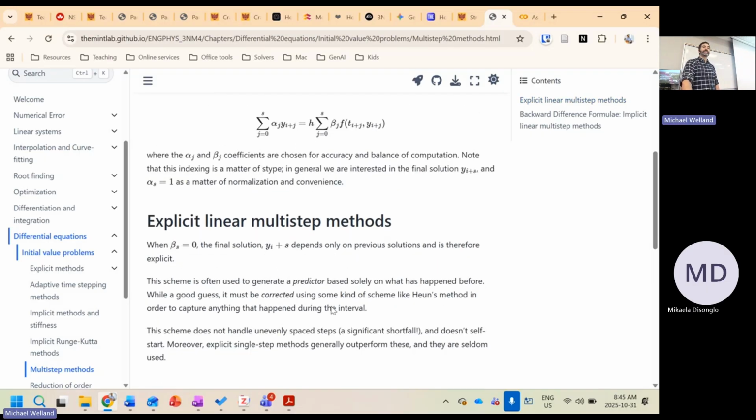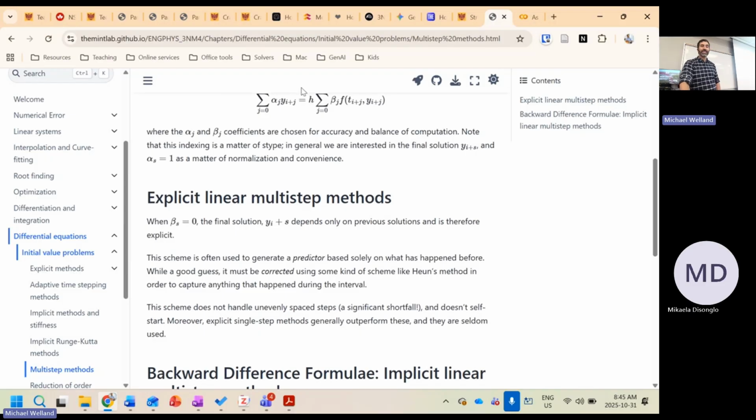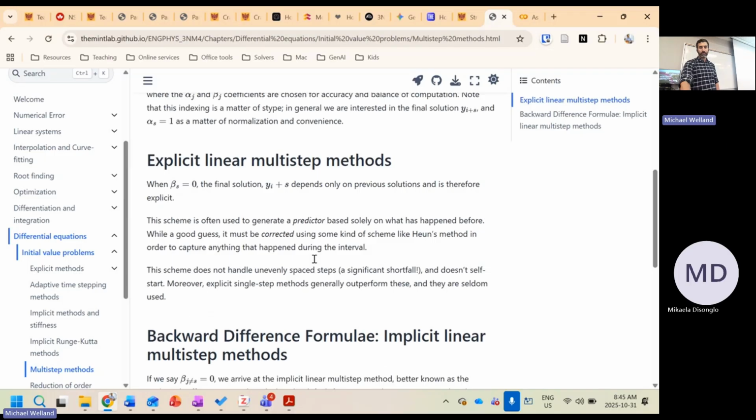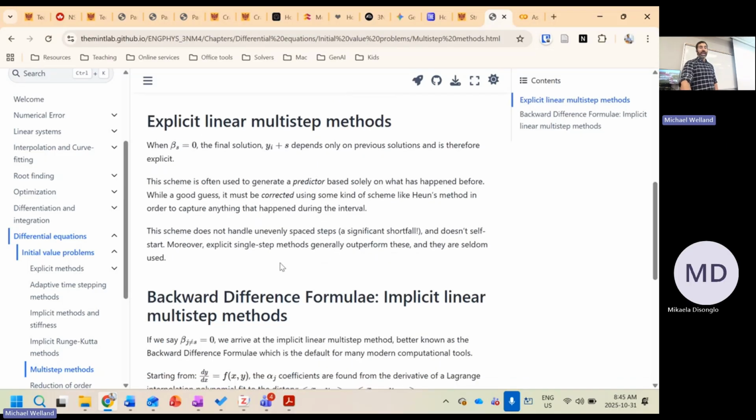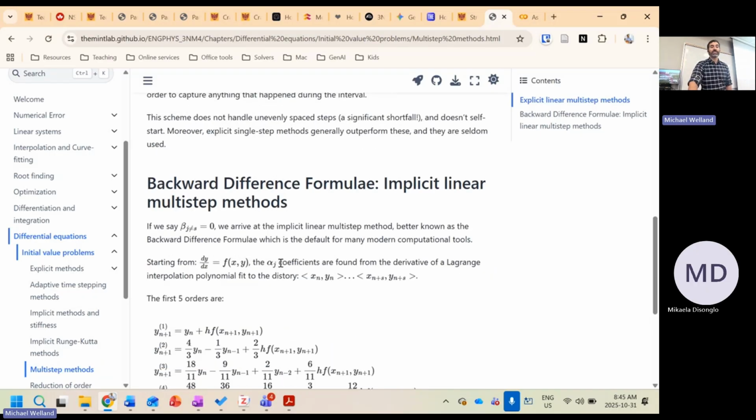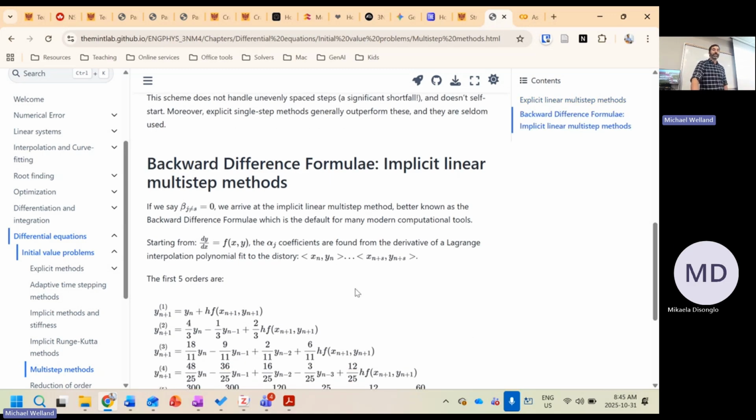It also doesn't self-start because there isn't an easy way that you can just include the previous information into the current one. And anyway, explicit single step methods generally outperform them. So these guys are generally not used. Don't use these guys. The ones that you do want to use are the implicit linear multi-step methods.